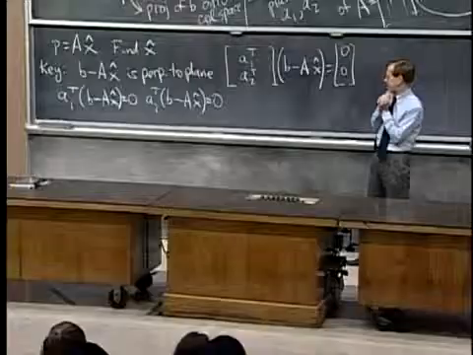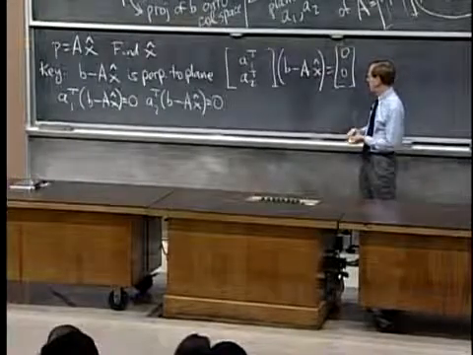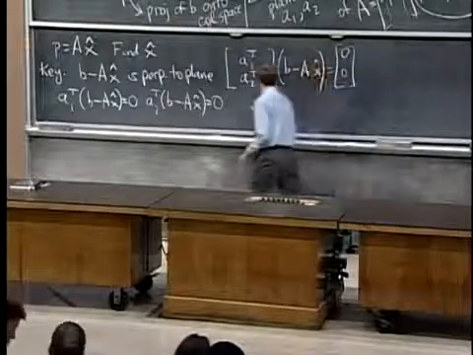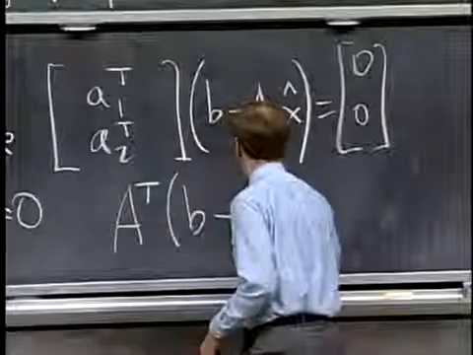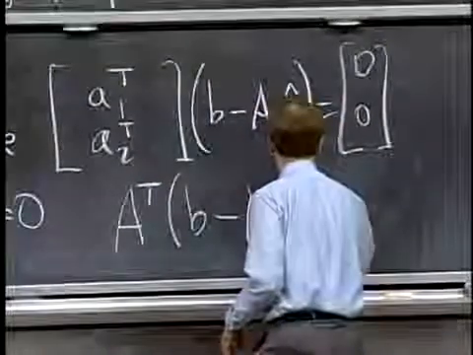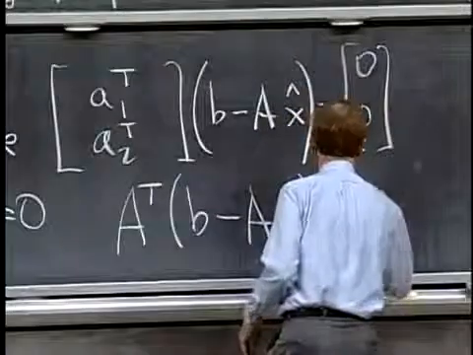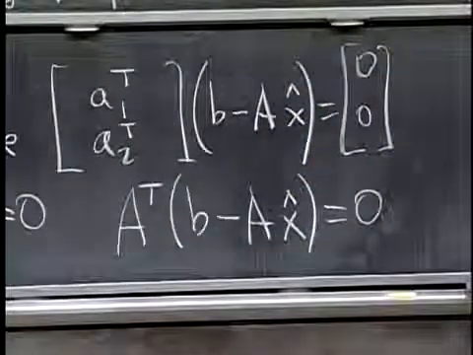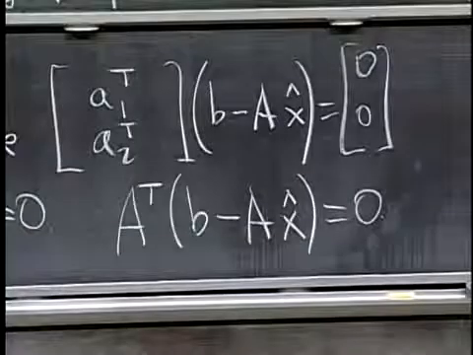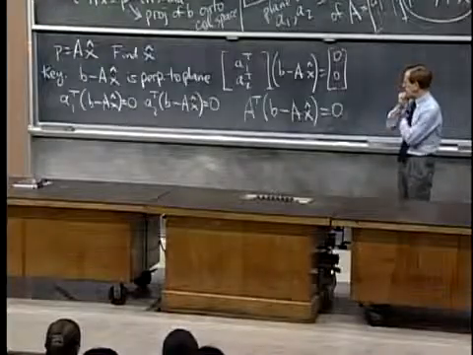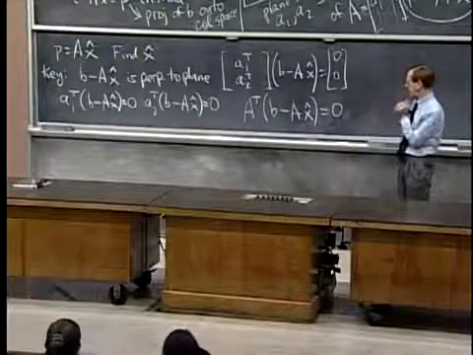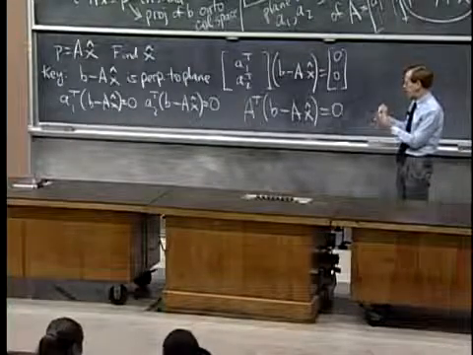This is one way to come up with this equation. So the equation I'm coming up with is A transpose (B minus A x hat) is 0. That's my equation. All right. Now, I want to stop for a moment before I solve it and just think about it.